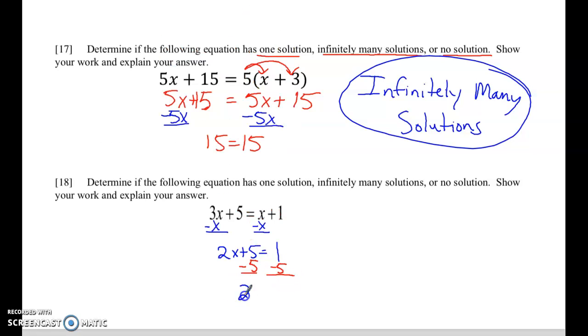That leaves me with 2x equals negative 4. Divide by 2, divide by 2. That leaves me with x equals negative 2. X has to equal negative 2, so that means there is only one solution.